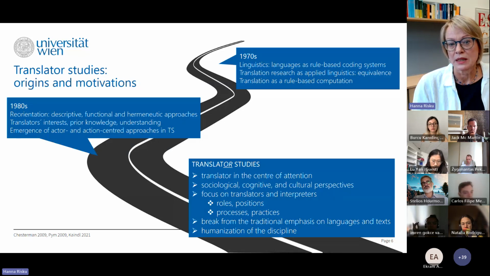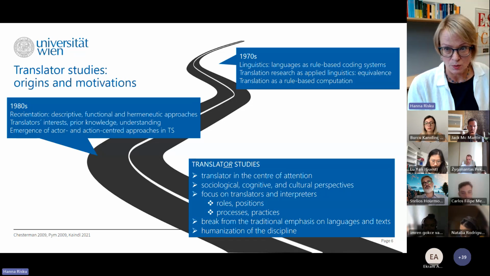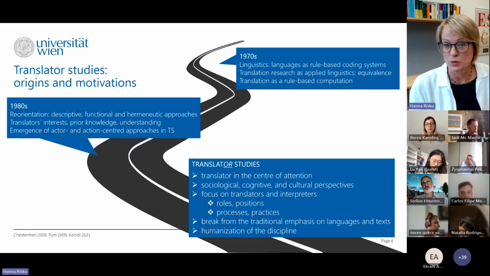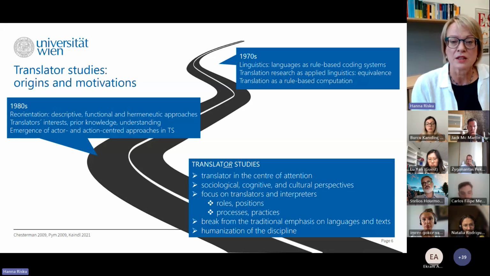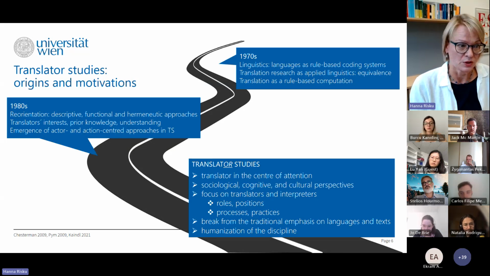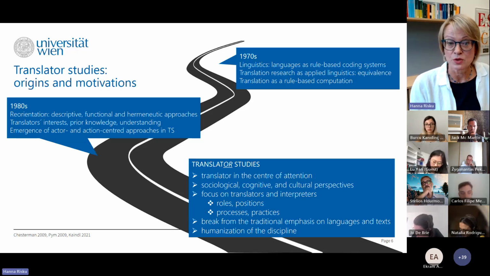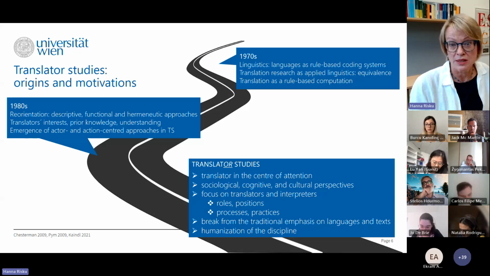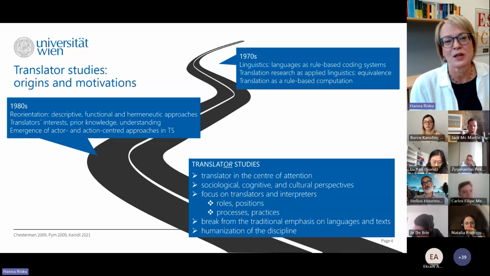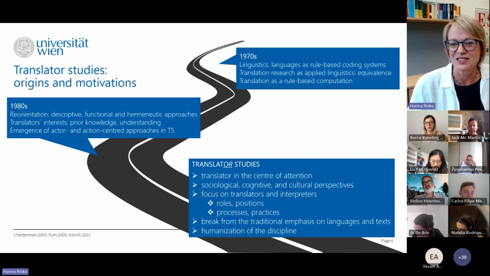So in the last decades, studies of translators and interpreters from sociological, cognitive, and cultural perspectives have gained strength, with such approaches now all developing within translation studies in their own right, and contributing to the humanization of the discipline. And because of this long-term development, Andrew Chesterman speaks of translator studies as a sub-branch, quite a big sub-branch of translation studies.